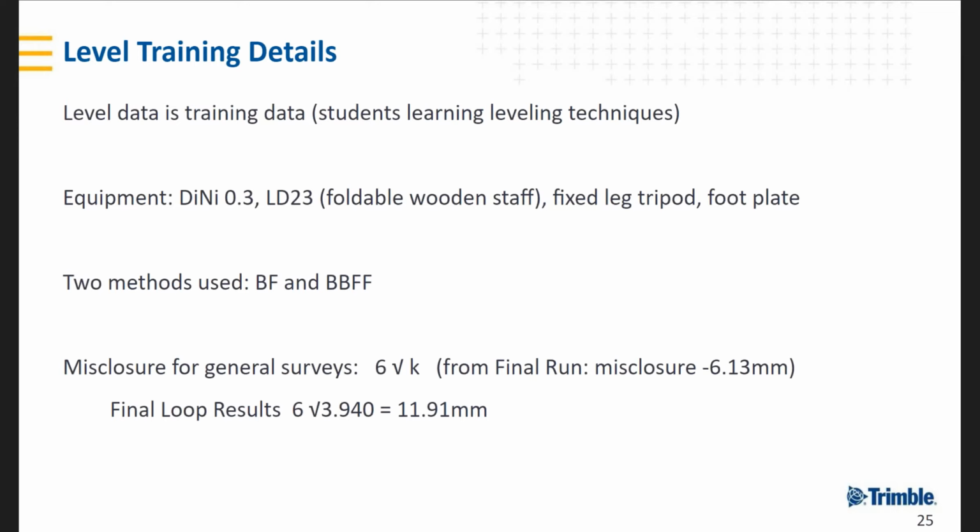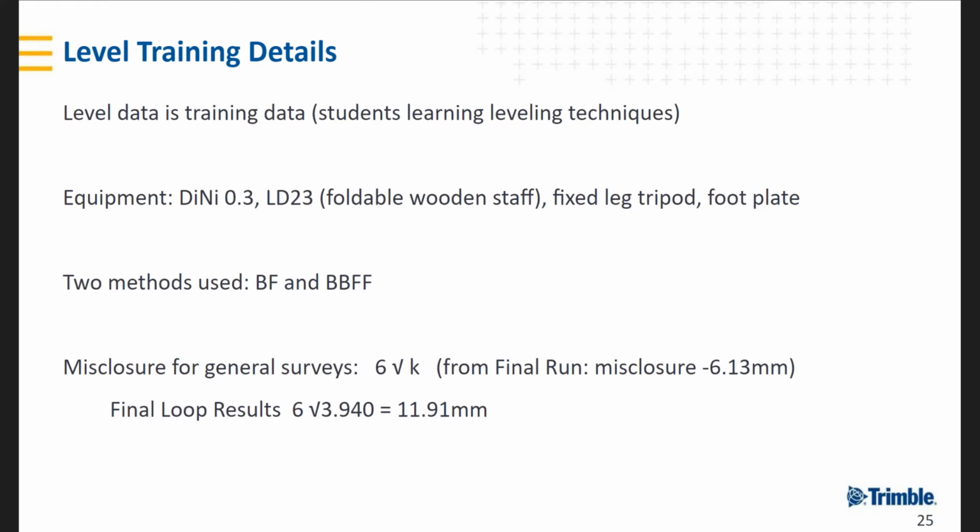And then again, this was just a Dini training, so students learning level techniques. The equipment was a 0.3. We used a foldable wooden staff, a fixed leg tripod for the turning points, and a foot plate. And then we combined some methods, again for learning details. So we'll see a backsight-foresight method and also a backsight-foresight-foresight method being brought in.